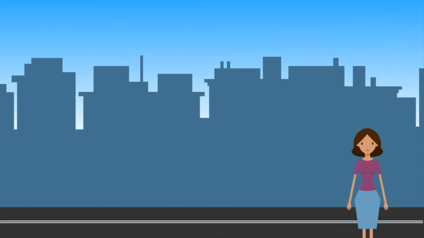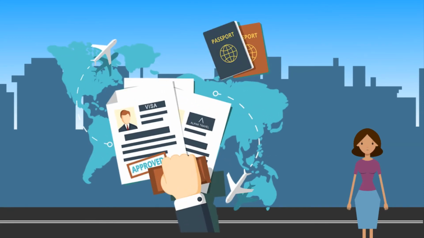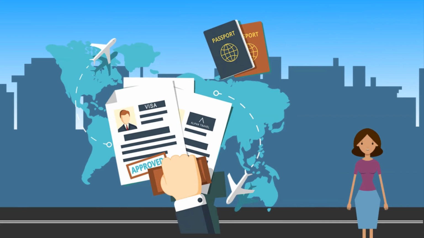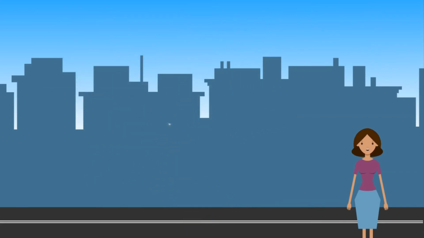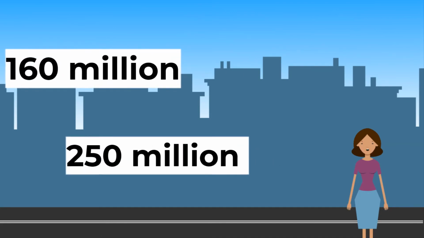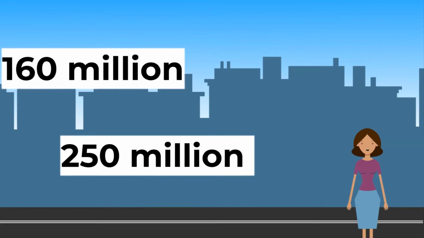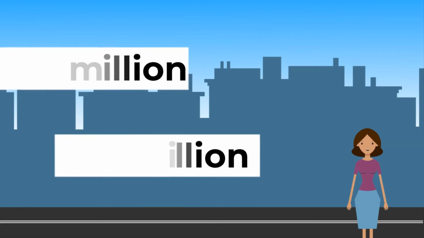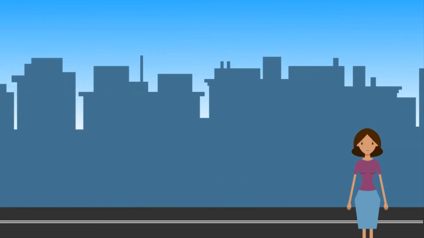Another aspect of globalization is the movement of people across borders. That movement, of course, is high. Just a couple of years ago, migrant workers accounted for over 160 million of the world's approximately 250 million plus international migrants. That figure has probably increased, certainly recently, perhaps until the pandemic took hold.